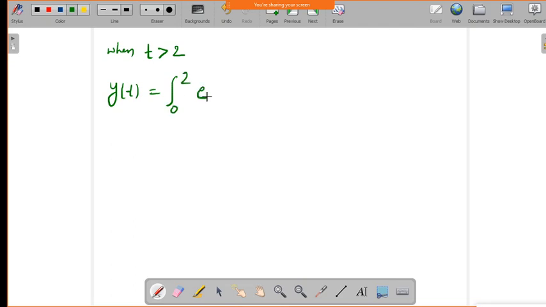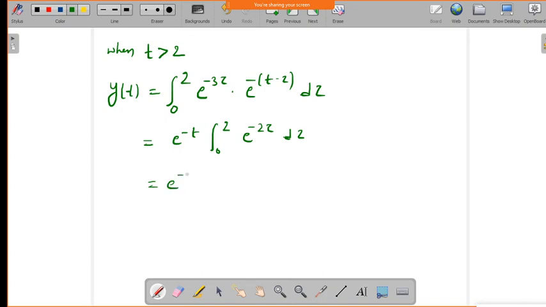Now between 0 to 2, what is x of tau? It is e power minus 3 tau, and h of t minus tau is e power minus of t minus tau. So this will be equal to e power minus t taken outside, integral from 0 to 2 of e power minus 2 tau d tau. This will be equal to e power minus t into e power minus 2 tau by minus 2, with the limits from 0 to 2.